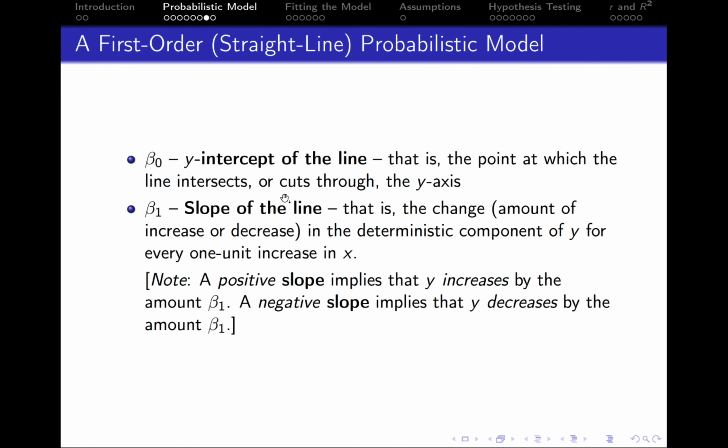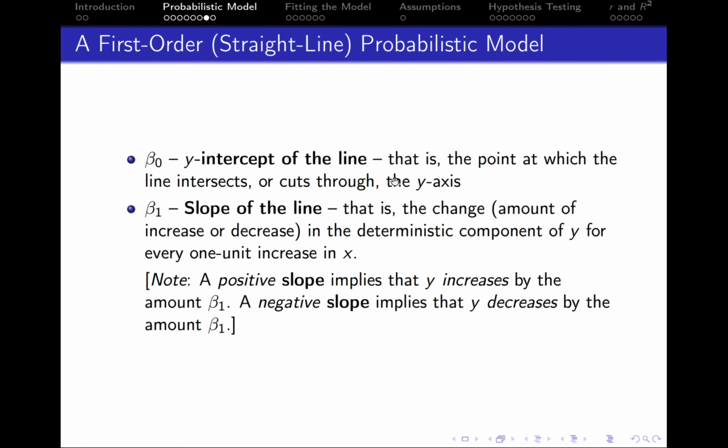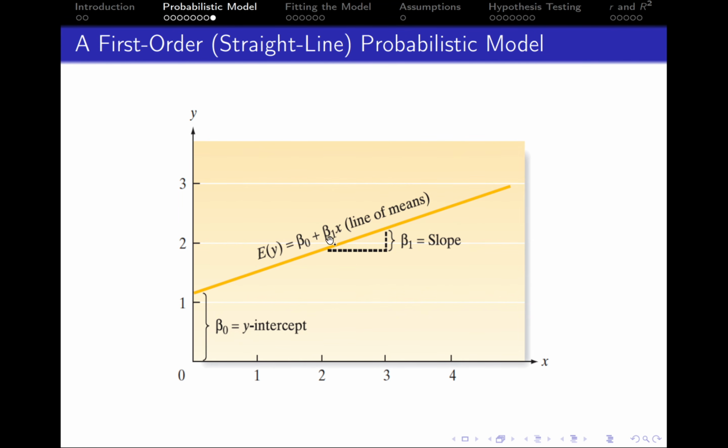And beta 1 is the slope of the line. That is the change in the deterministic component of y for every 1 unit increase in x. In other words, it shows by how much y will increase if x increases by 1 unit. This is nothing but the derivative of y with respect to x, which we already know, or should know, is the slope of any linear function. So beta 1 is the slope.